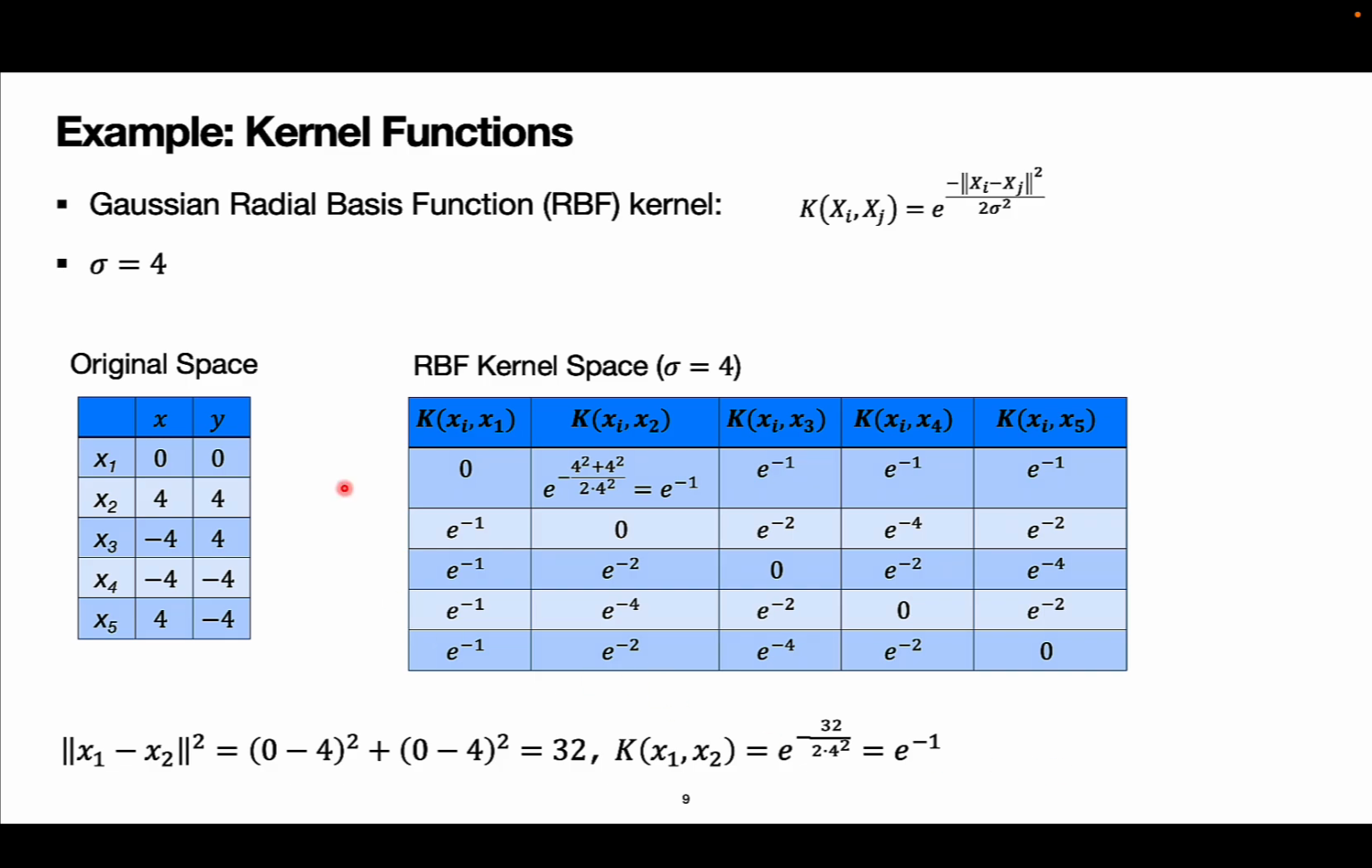Suppose we have 5 data points in the original space. Also, we have an RBF kernel with sigma equal to 4. When the value of sigma is small, it means this kernel is sensitive to local changes, whereas a larger value of sigma would smooth things out and treat many points as similar.